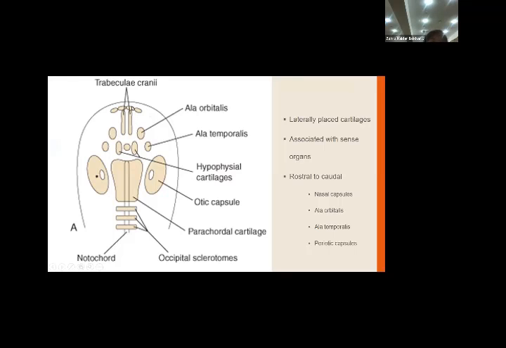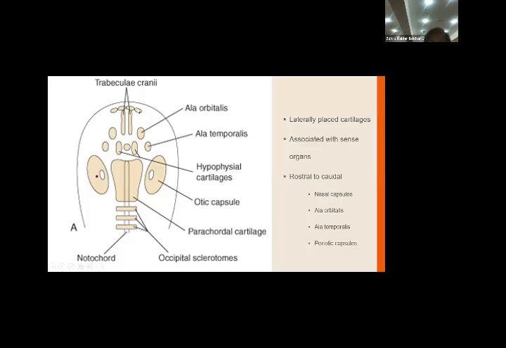laterally placed cartilages: nasal capsule, ala orbitalis, ala temporalis, and otic capsule or periotic capsule, whatever you want to call it. I told you earlier that these laterally placed cartilages are associated with sense organs. So the nose, and among sense organs you have the eyes, the nose, and hearing is a sense. Now I am repeating their names.